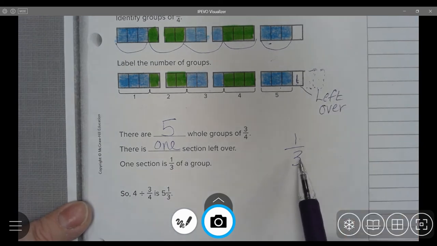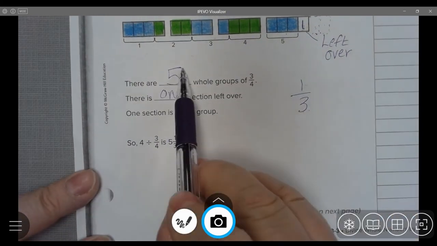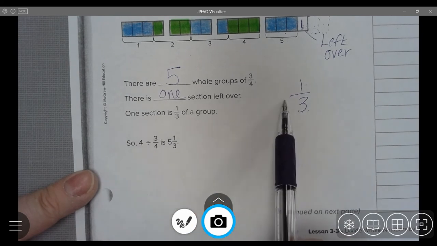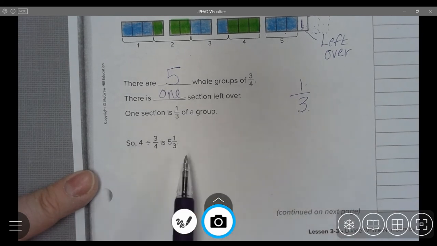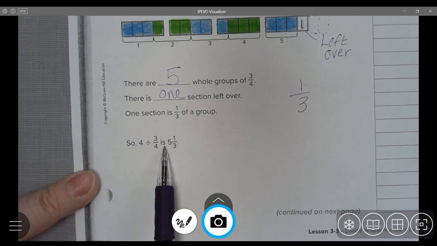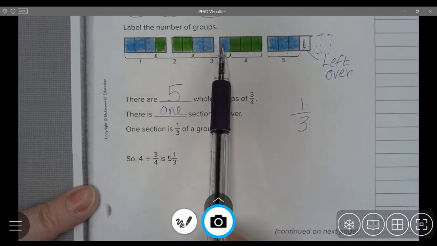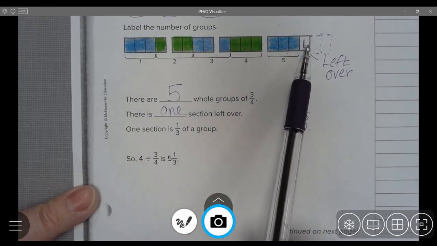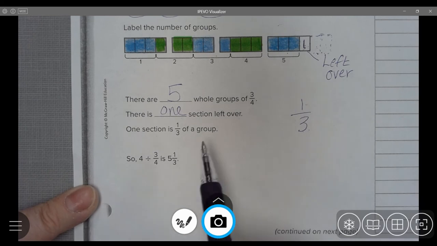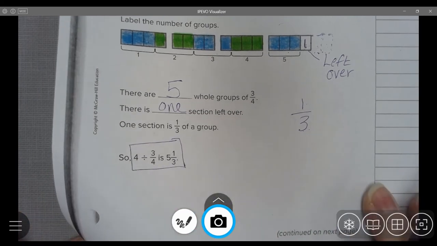So I only have one of the 3. So one section is 1/3 of a group. So I can use these two numbers together, this 1/3 and 5, in order to create the answer. So 4 divided by 3/4 is 5 and 1/3, because we have 5 sections and one of the 3 left over. So we have 5 and 1/3 as the answer.